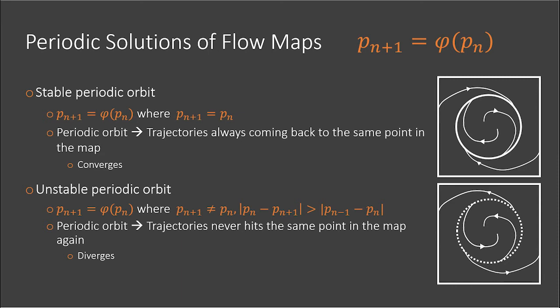We have two stability types for periodic orbits: the stable periodic orbit and the unstable periodic orbit. In a stable periodic orbit, the next iteration P(n+1) is equal to P(n). This just describes the trajectory coming back to the same point in the map, therefore the orbit converges. In an unstable periodic orbit, P(n+1) is not equal to P(n). It either gets smaller on every iteration or larger. Its trajectory never hits the same point on the map again, therefore we can say the orbit diverges.